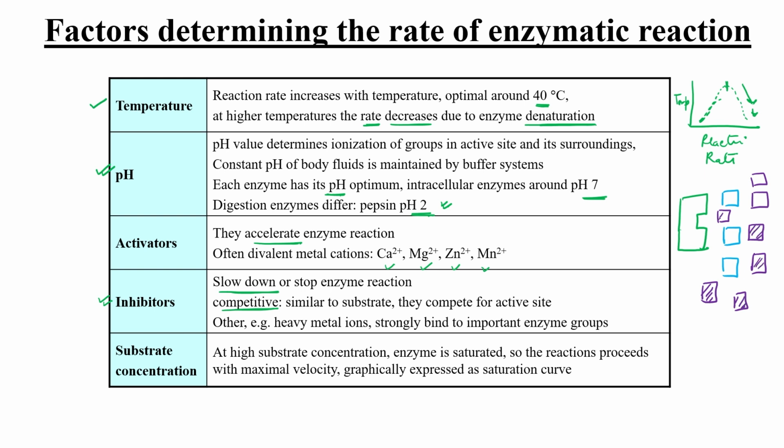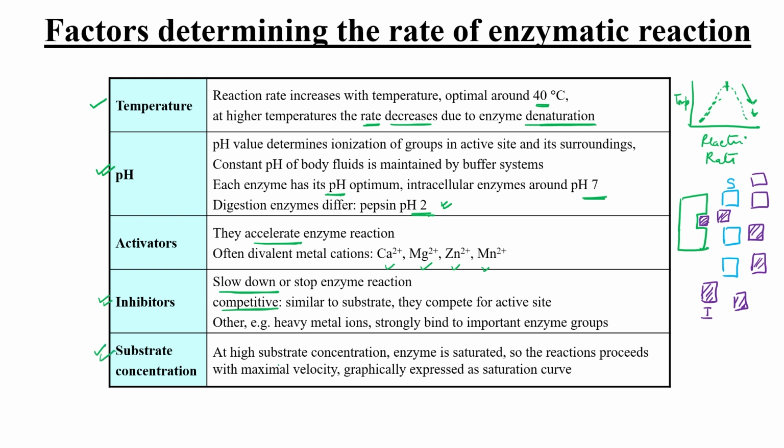Then the inhibitor comes and binds to the active site over here, because both of them compete. This one is the inhibitor, and this sky blue one is the substrate. Inhibitor and substrate both compete for the active site, and whose concentration is more in that particular reaction is able to bind with the active site. That's why it is written over here that inhibitors are competitive, similar to substrate, they compete for the active site. Others, like heavy metal ions, strongly bind to important enzyme groups.